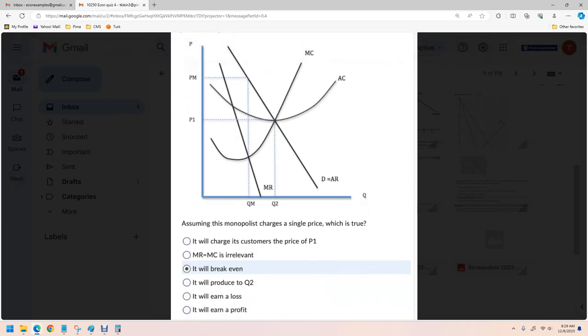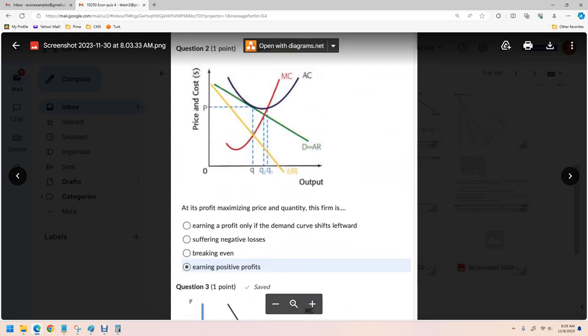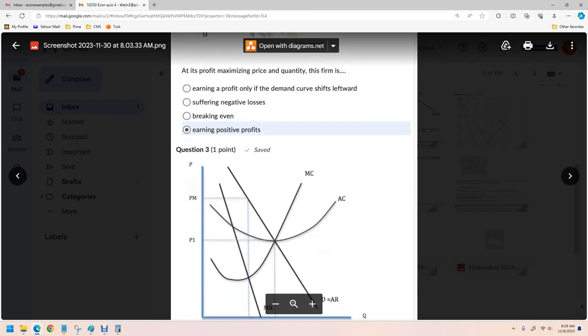Single price, which is true. They are earning a profit. So go to here, go up here. They are earning a profit. See the difference? The average total cost is below the price we're charging. In the other case, the average total cost is equal to the price we're charging.